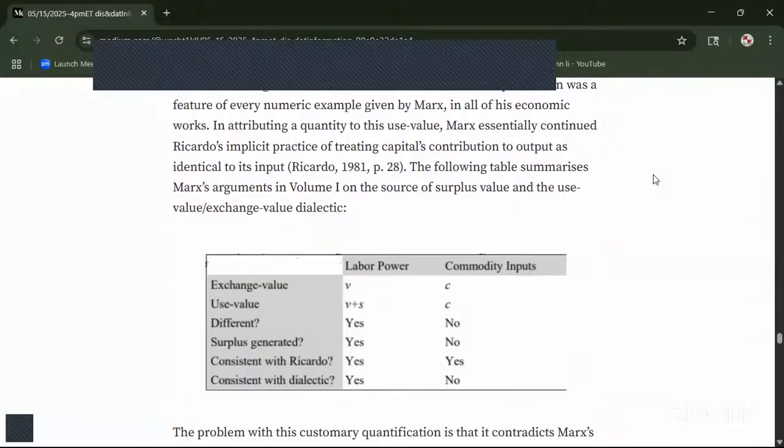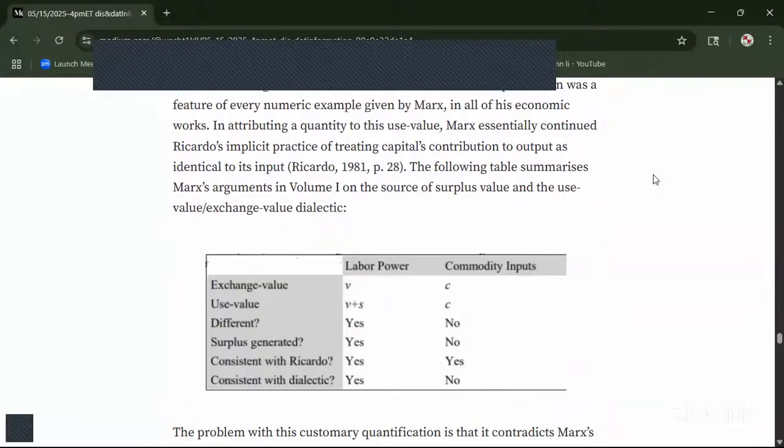Are they different from a labor power point of view? Sure they are. Of course they are. From a commodity inputs point of view, no, they aren't. They're the same. Is surplus generated? Yes. From the point of view of labor power, yes, because there's more variability, and hence, I shoot you up with crystal meth, whatever. That's not the complete way of describing it, but I'm being a little profane there. Commodity inputs are not surplus generated.